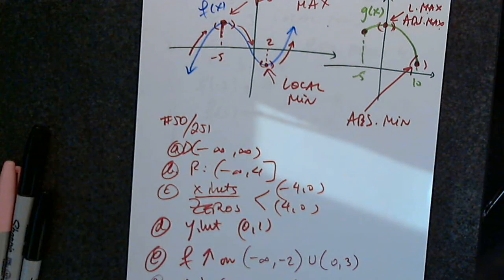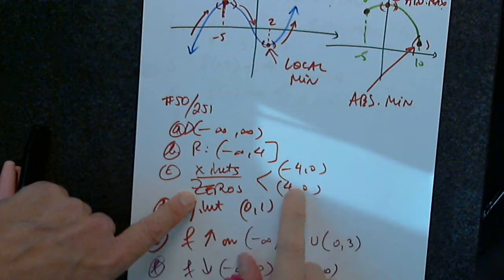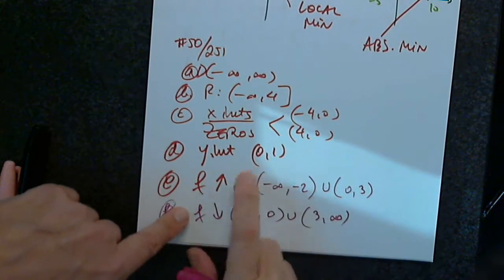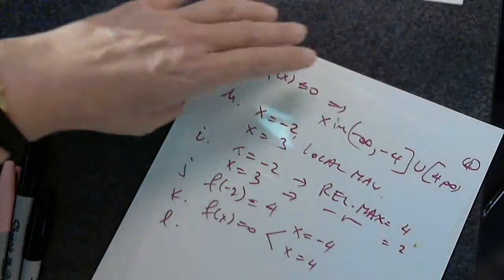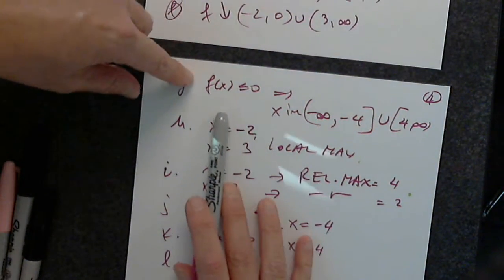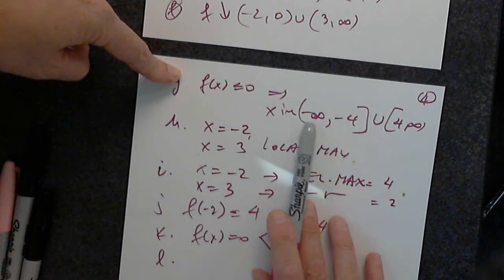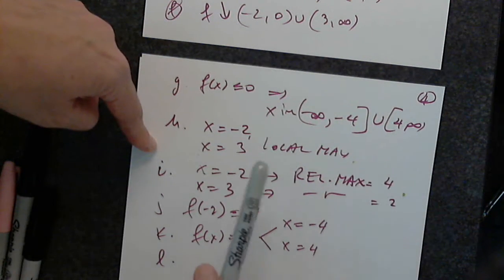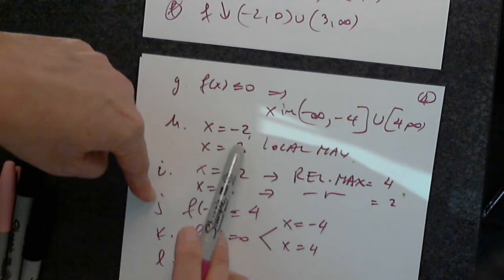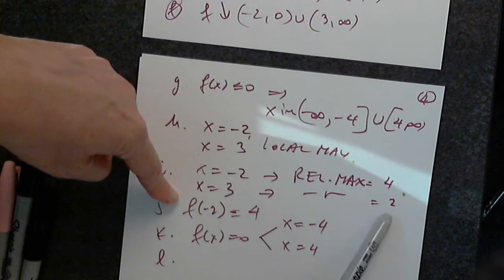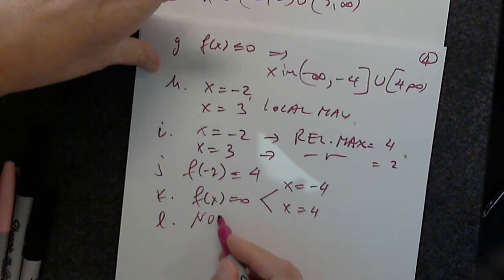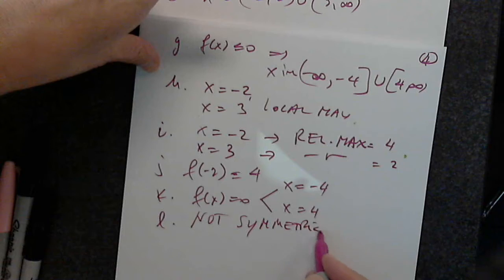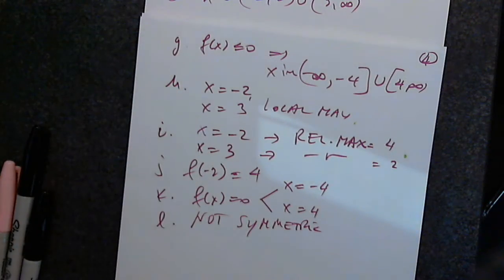I wrote that the domain was -∞ to infinity. Then the range -∞ to 4. The x-intercepts or the zeros, -4, 0, 4, 0. The y-intercept 0, 1. Increasing on this, decreasing on that. f of x less than or equal to 0. You told me between negative infinity and negative 4, union 4 to infinity. Local max at negative 2 and 3, and respectively the relative max for this is 4 and the relative max for this is 2. We knew that f of negative 2 is 4, and the zeros again at negative 4 and 4.